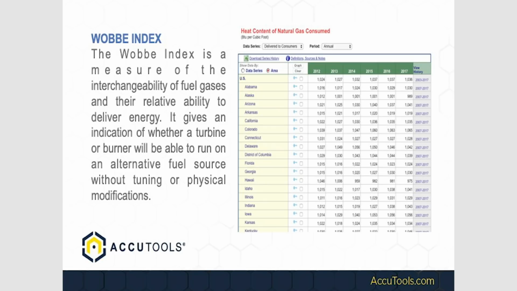This is called a Wobbe index, which is a measure of the interchangeability of fuel gases. But what it's showing us here is that there is different heat content. So anywhere from 1035, 1030, 989, 1041, 1019, 1035. Heat content of natural gas varies across the country. In Florida, they have a lower heat content of gas than we do up in Ohio. A lot of times the manufacturers actually add in other gases like propane to get the heat content where they want it. They'll trim the gas on there.